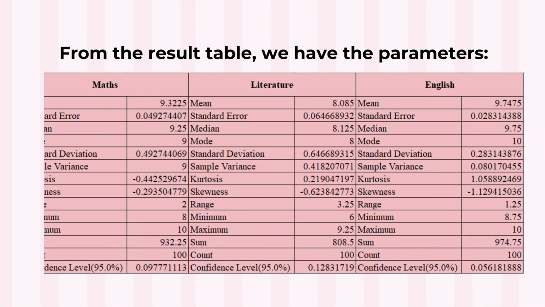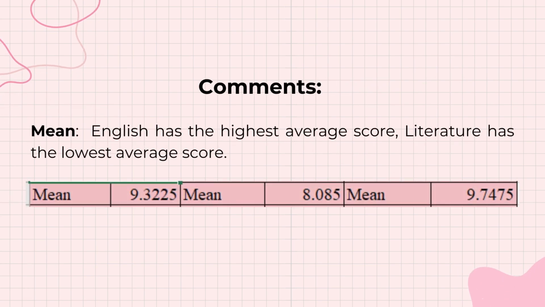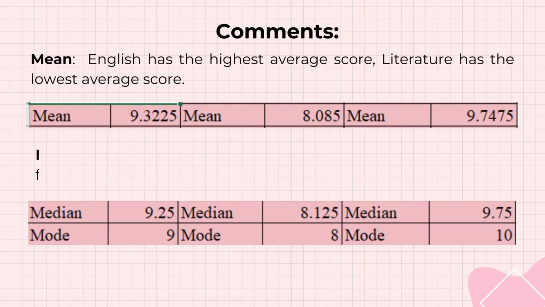And from the result table, we have the parameters. From the above parameters, we have the following comments. For the mean parameter, it can be seen that English has the highest average score. Literature has the lowest average score.